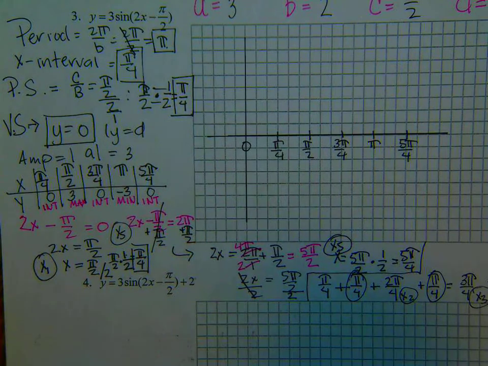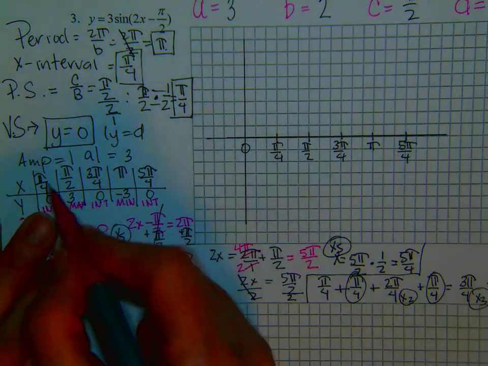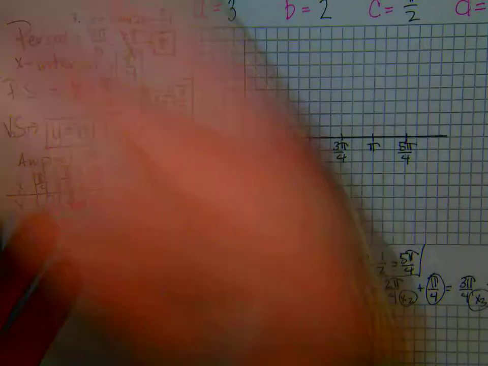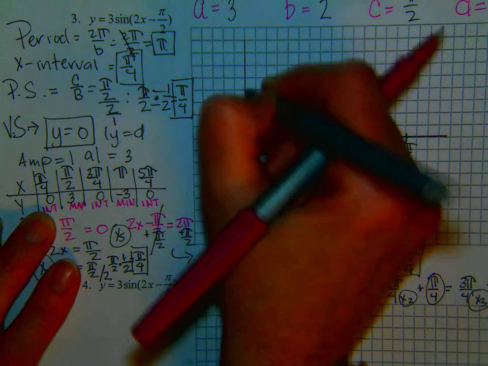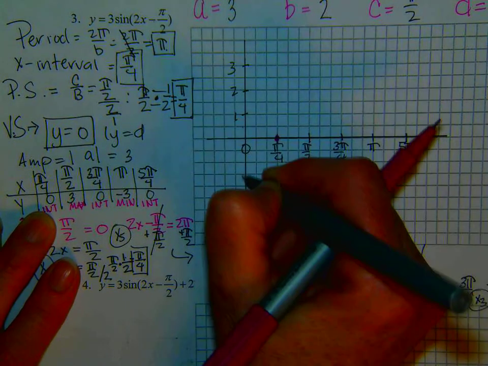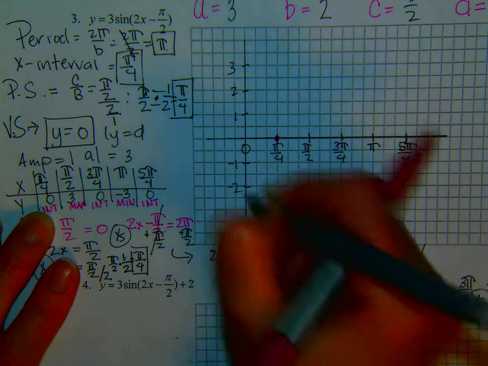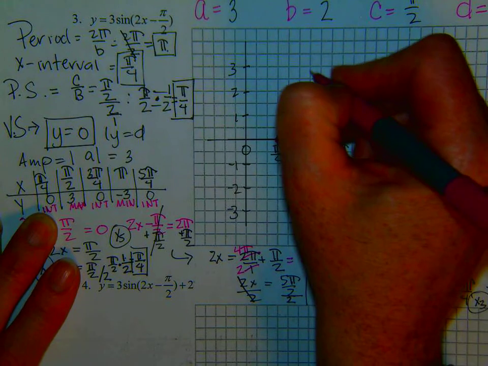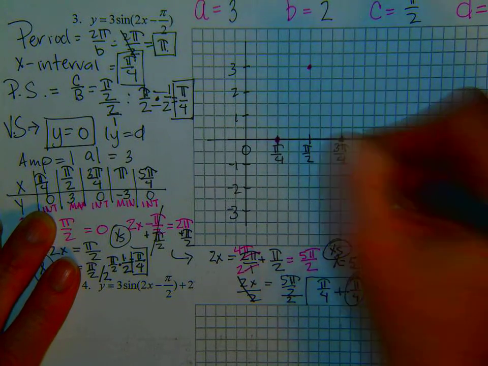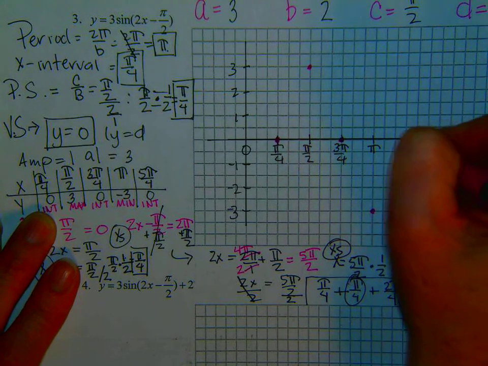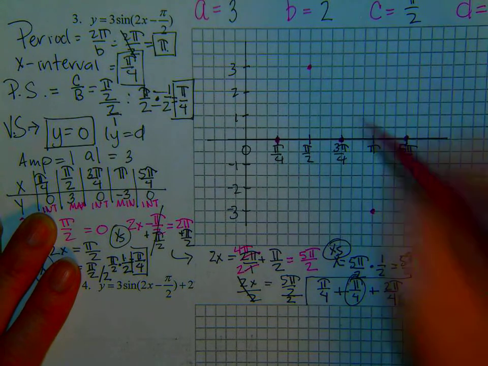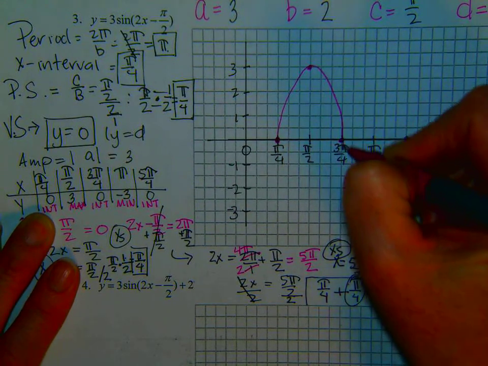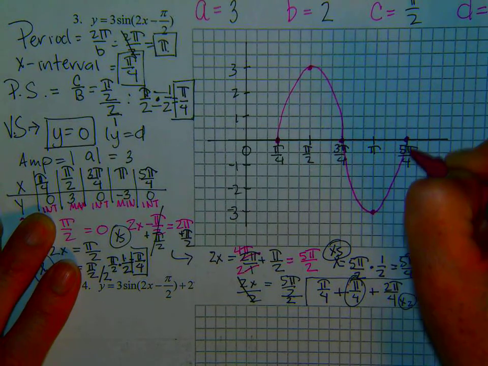So now we have to graph the table. So we're just going to graph the points. Pi over 4, 0. Pi over 2, 3. 1, 2, 3. -1, -2, -3. So pi over 2, 3. 0, -3, 0. So there I've graphed my points. Now I'm going to graph up to the top, down to my intercept, down to my minimum, up to my intercept.